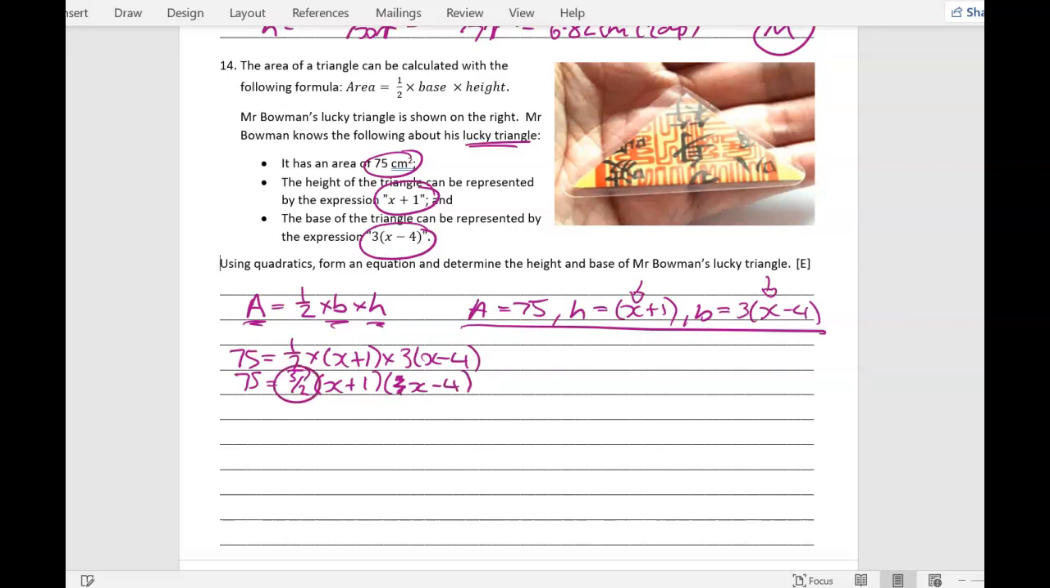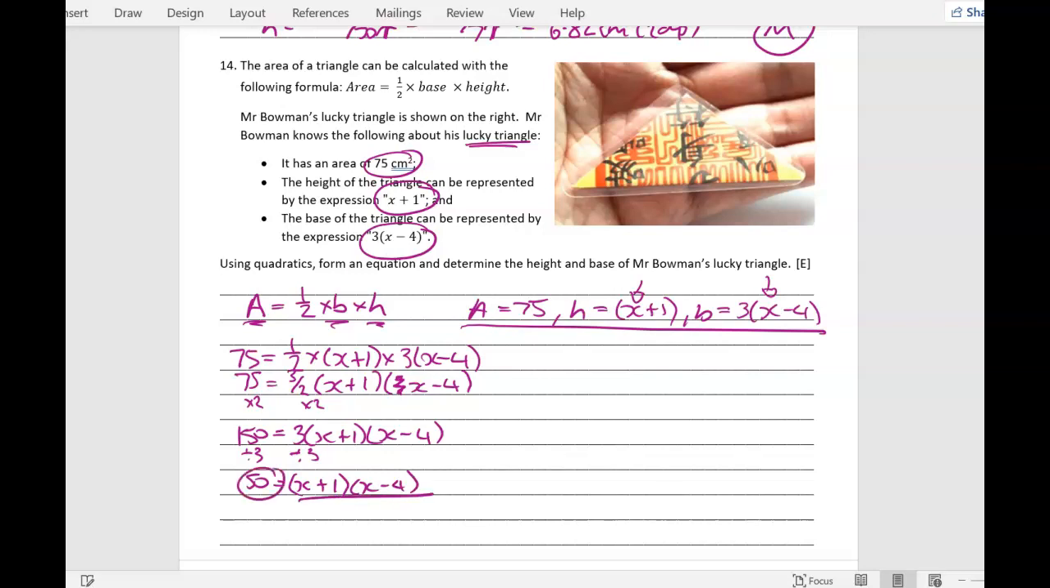I'm probably going to try and clean up the coefficient here. So I'm going to get rid of that divide by 2 first by doing times 2 on both sides. That means 150 is equal to 3 lots of (x + 1)(x - 4). I'm then going to get rid of the times 3 by doing divide by 3 on both sides. So 50 is equal to (x + 1)(x - 4).